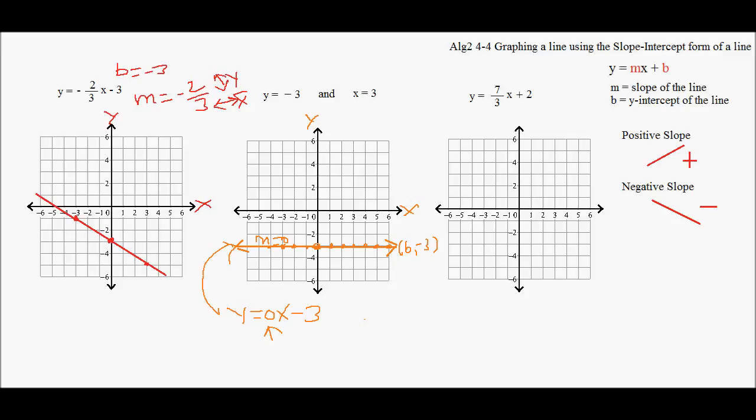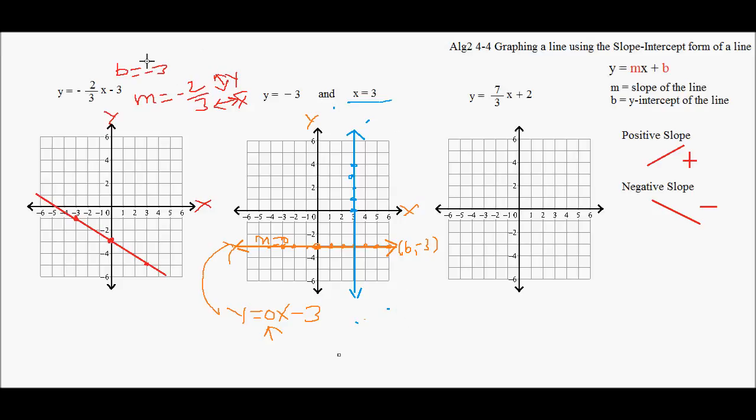Okay, then let's take this one. x is equal to 3. Well, right here x is 3. And here x is 3. And here x is 3. And here x is 3. So x is 3 everywhere on this vertical line. And again, I could put arrows here, don't have to. But the line does go forever.